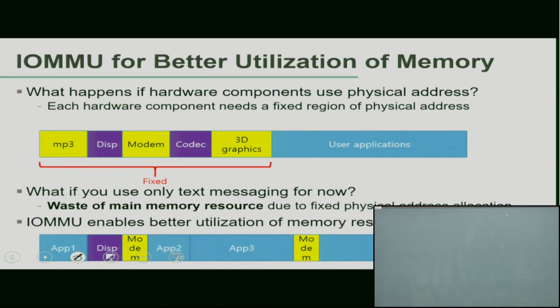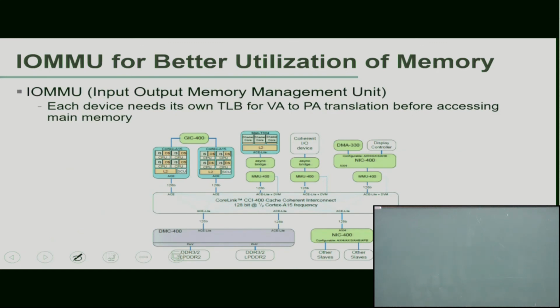Once you use the IOMMU, the situation looks like this. Now you can dynamically allocate physical memory to different modules or the CPU. If your application requires a lot of memory, you can allocate more memory to the CPU, or you can dynamically shrink or expand the memory region depending on the demands. So it increases the utilization of your memory resource. The point of the IOMMU is that each device needs its own TLB for virtual-to-physical address translation before accessing the main memory, and the physical memory is shared by both the CPU and other hardware components. That's the point.